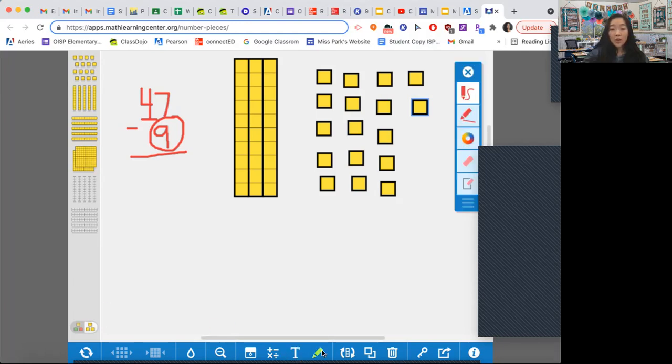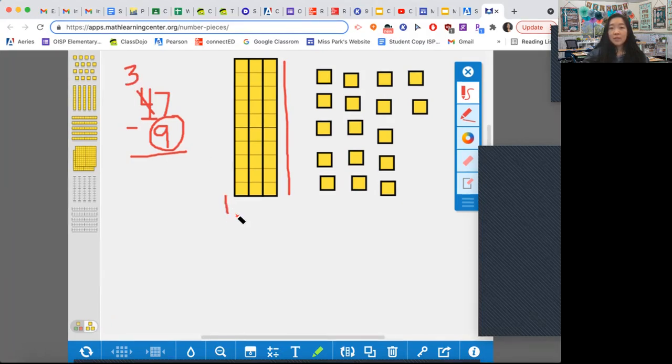So what did I just do right now? I just took one of those 10s. There was 4, remember there was one right here, but I got rid of it. So now there's only 3 10s left. And then I brought it to the 1s. So now the 1s have more than just 7, they now have 17.